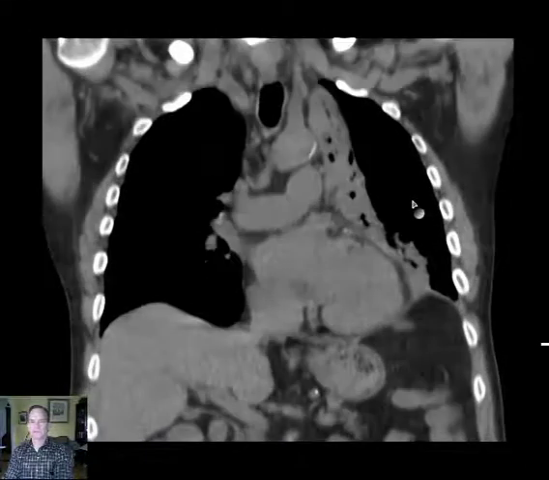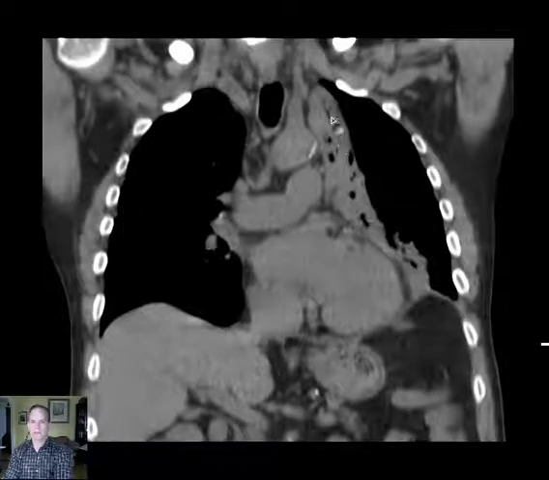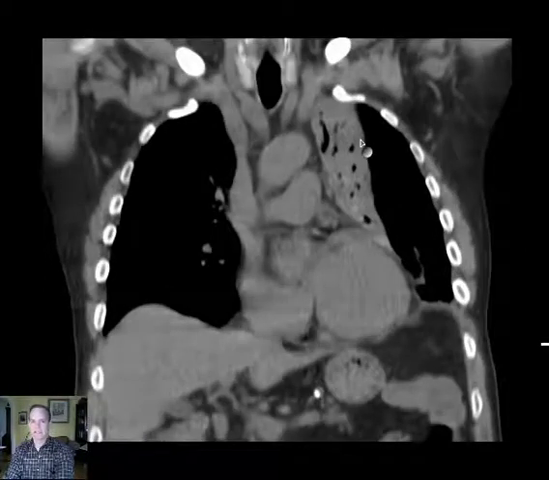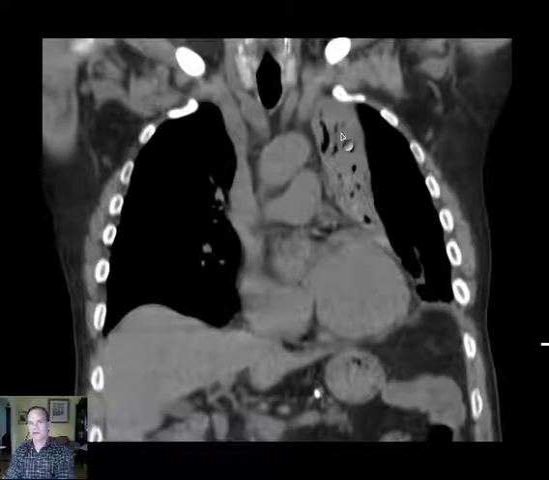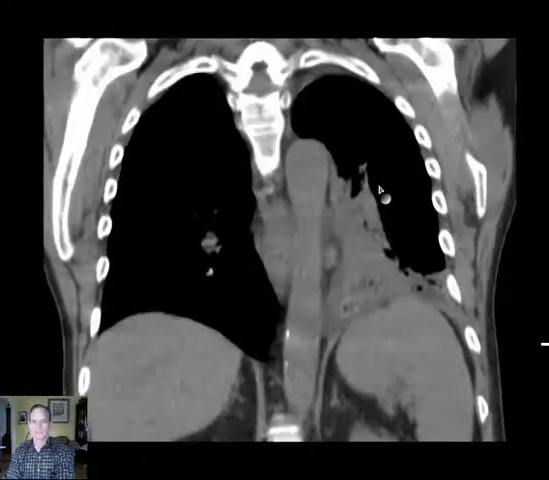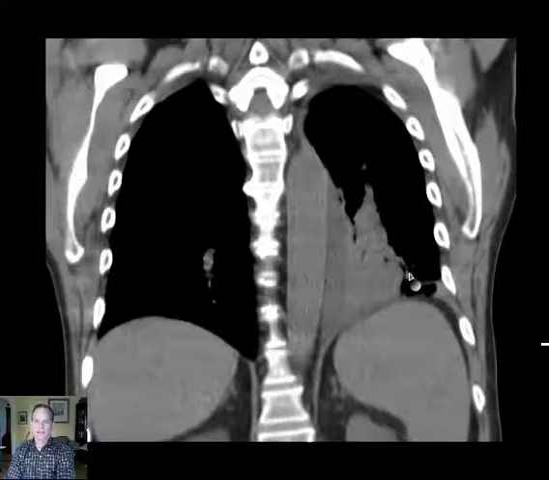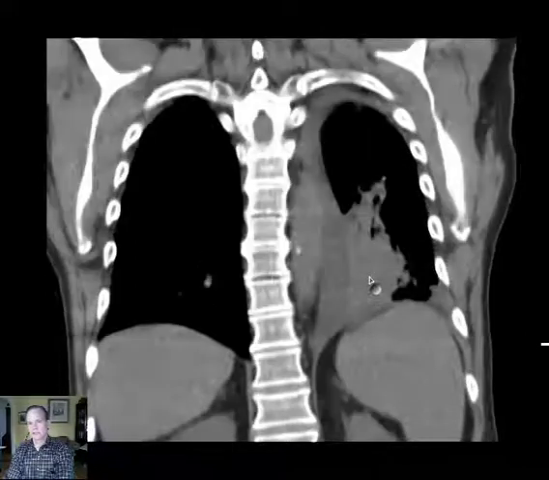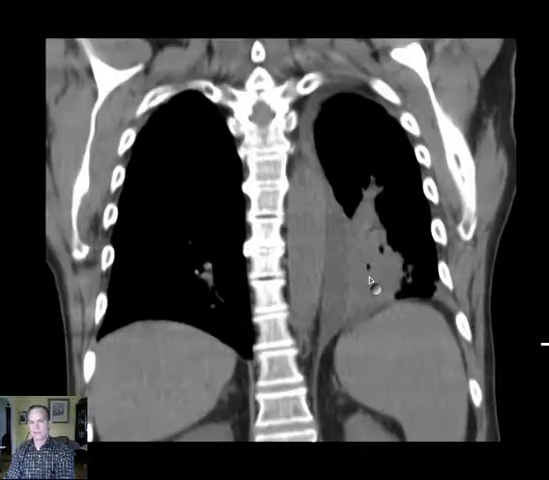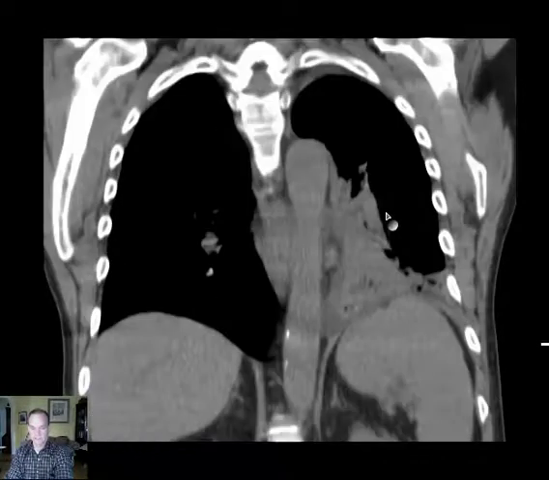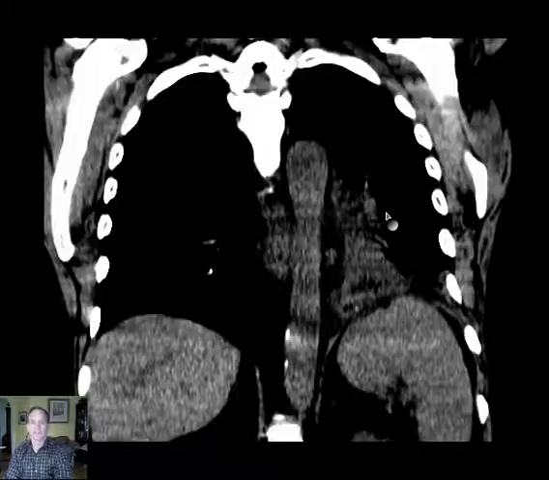Okay, so what do we have here? We have opacity in the left upper lobe, and if you look, the bronchi are kind of tightly packed, so this looks like left upper lobe volume loss. Here you also, in the left lung base, have a dense area of consolidation, and that could also be volume loss. And once again, the diaphragm is up, suggesting that there is at least some degree of volume loss here.